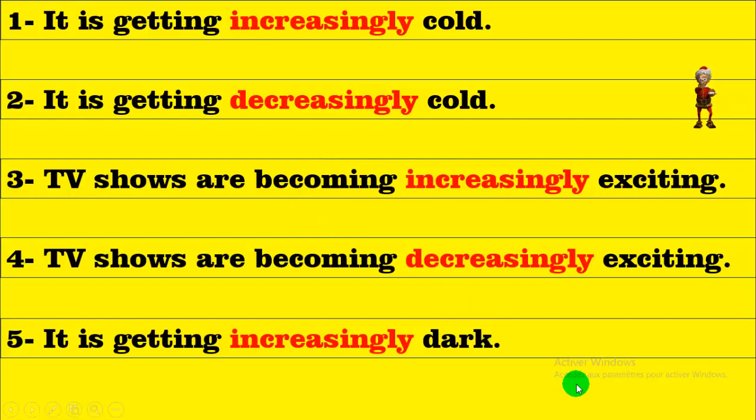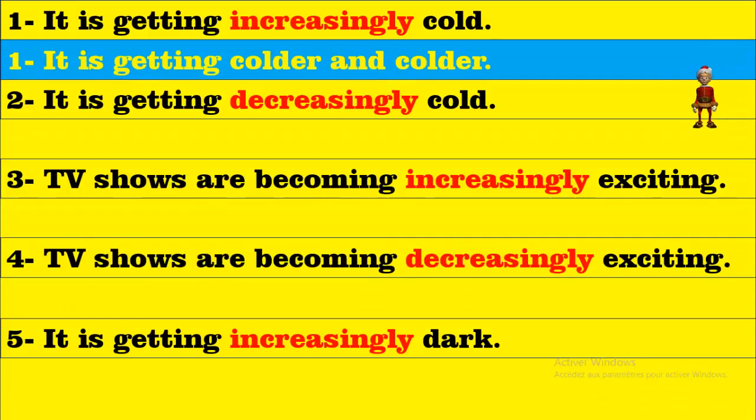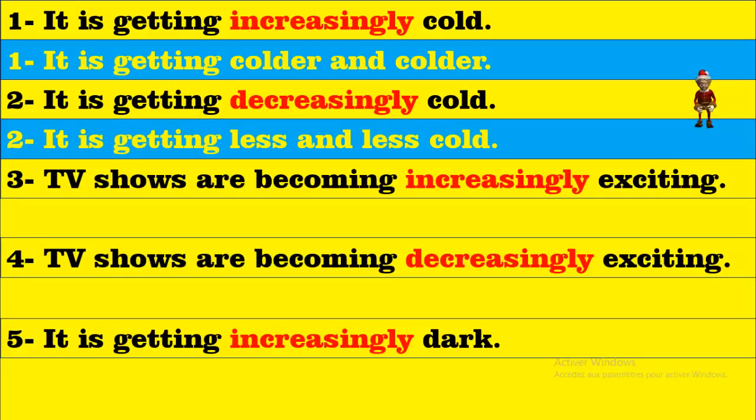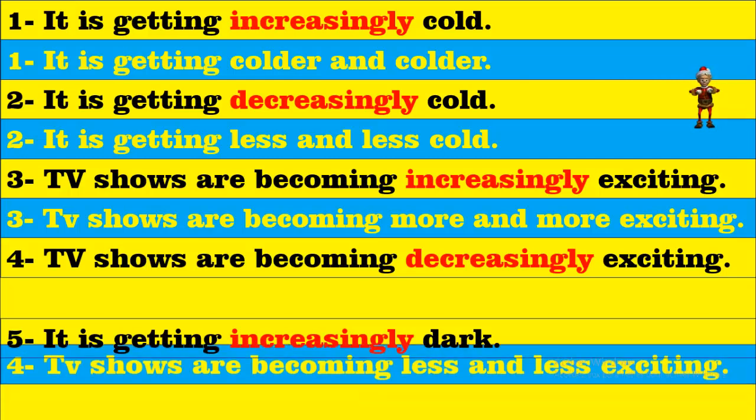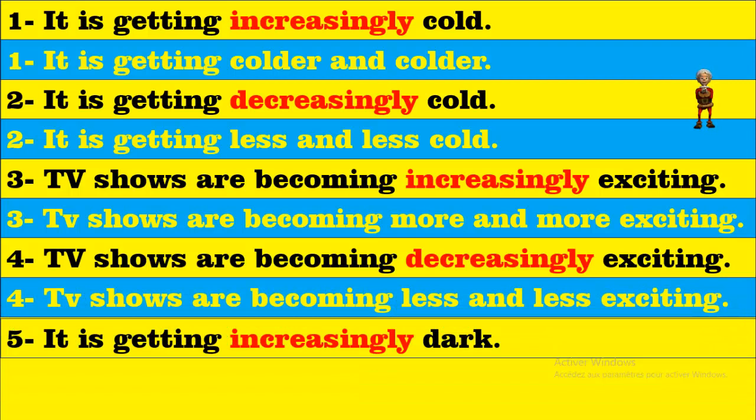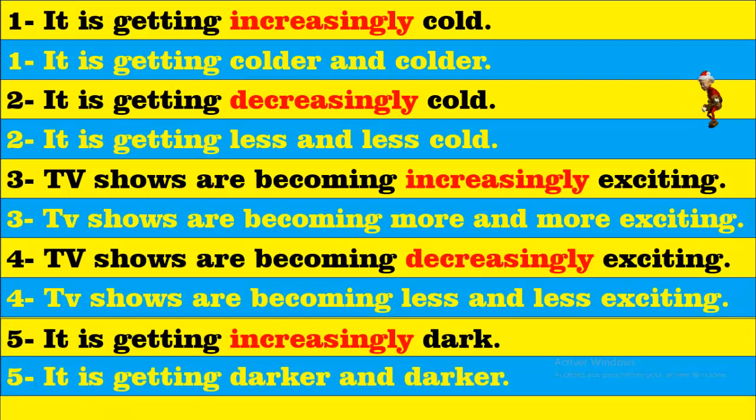Okay, try this and we correct together. Come on. It is getting colder and colder, increasingly, de plus en plus froid. Il devient de plus en plus froid. Decreasingly cold, de moins en moins froid. Less and less cold. TV shows are becoming more and more exciting. Okay. TV shows are becoming less and less exciting. It is getting darker and darker. Il fait de plus en plus sombre, de plus en plus noir. Come on.